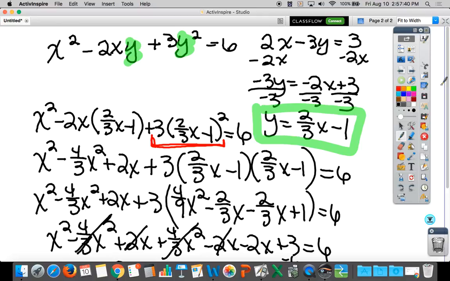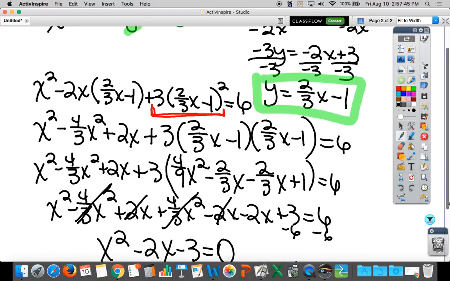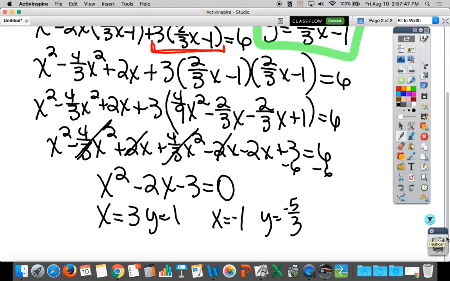Okay. Then you can always go back down and check the other ones. The -1, -5/3. So once you have them in there, it's easy to check a second pair.